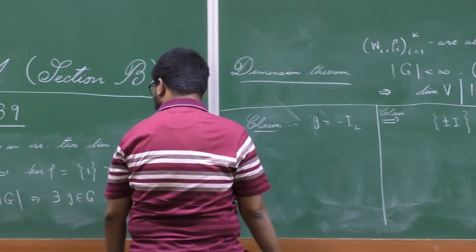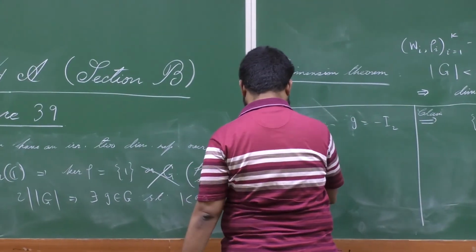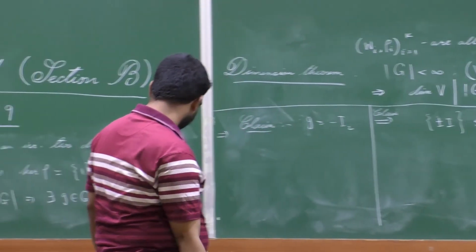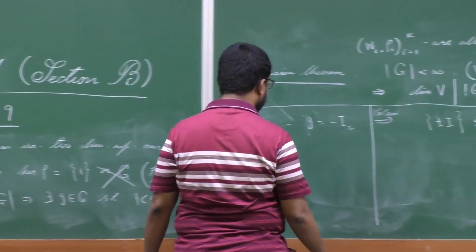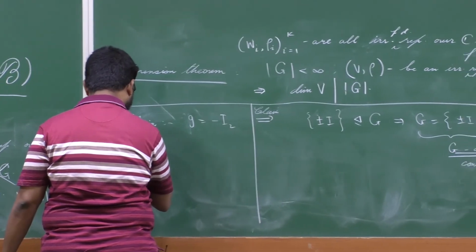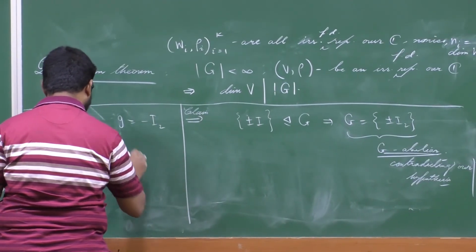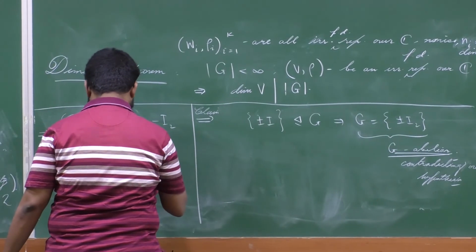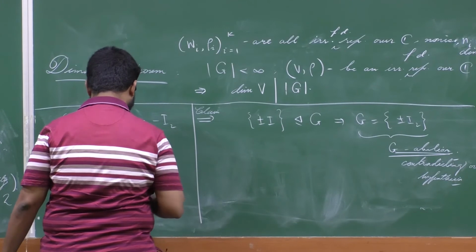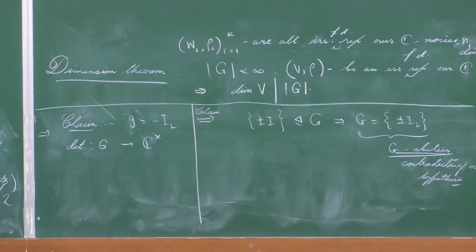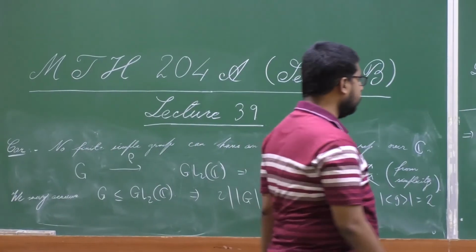Now regarding this claim, that is also an easy task. Very simple: consider the determinant map. We restrict the determinant map to the subgroup G, so it is a homomorphism from G to C star.